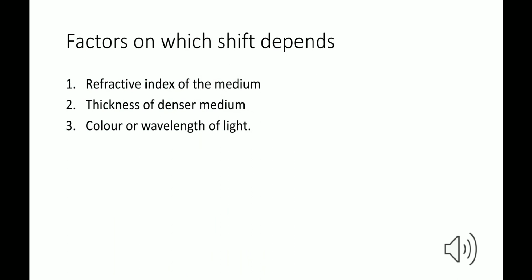Now, the factors which affect the shift depend on the refractive index of the medium, the thickness of the medium, that means how much it is denser or rarer, and third is the color or wavelength of the medium. So, if refractive index is more, the shift is more. If thickness is more, the shift is more. And for the color and wavelength, it is reciprocal. So, if wavelength is more, shift is less, and so on. Okay, so we move further.